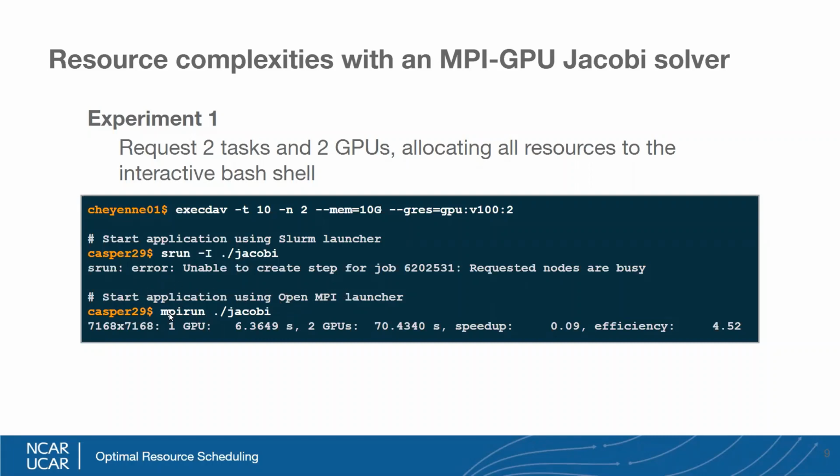And if I use mpirun to run the same code instead of the Slurm integrated launcher, it runs, and that's because it's pulling the resources from that bash shell. It's a child process of the bash shell, so it has access to those GPUs and those tasks. But if you look closely at this, you might think, well, GPU computing is terrible, because here it says if I use one GPU, it takes 6 seconds, and if I use 2 GPUs, it takes 70 seconds, for a speedup of 0.09.